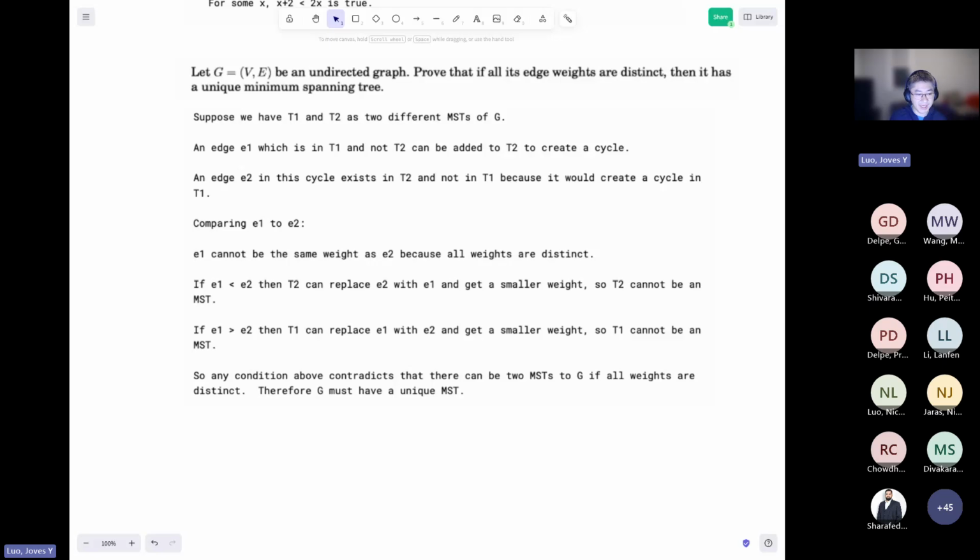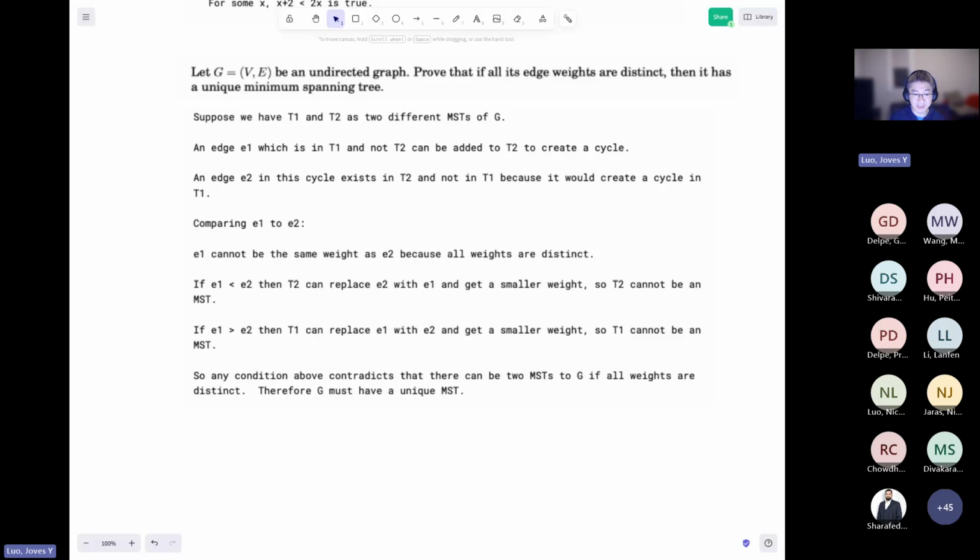So that edge cannot be in the first MST, right? So now we're going to compare these two edges. Let's say this happens and we compare the edges. So E1 cannot be the same weight as E2 because all weights are distinct. We can make that argument. So one edge that's in the first MST that's not in the second MST cannot be equal to any edges in the second MST. So now we have two situations.